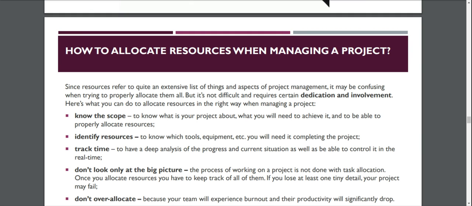Since resources refer to quite an extensive list of things and aspects of project management, it may be confusing when trying to properly allocate them, but it's not difficult and requires certain dedication and involvement. These are the things that you can do to allocate resources in the right way when managing a project. For example, you have to know the project scope, what you will need to achieve, to be able to properly allocate resources.